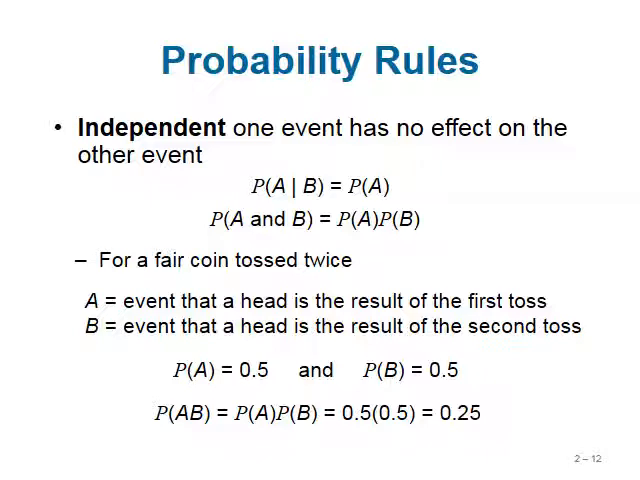If we want to find the probability of a series of events, then we can multiply the probabilities. The probability of A then B, which is a head on the first toss and a head on the second toss, we multiply the probability of A, which is 0.5, and the probability of B, which is also 0.5, we can get the probability of A then B as 0.25, or 25%.